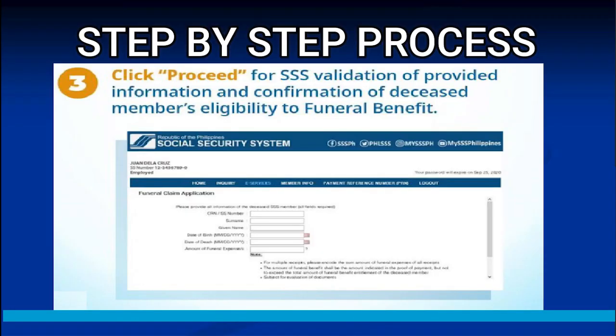Step number 3. After filling out all the information, click Proceed, for SSS validation of the provided information, and confirmation of the deceased member's eligibility for funeral claim. Important note for the claimant. For multiple receipts, please encode the sum amount of funeral expenses of all official receipts. The amount of the funeral benefit shall be the amount indicated in the proof of payment, but not to exceed the total amount of funeral benefit of the deceased member. All information and attachments are subject to evaluation.